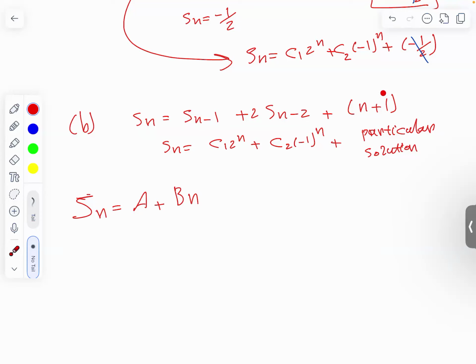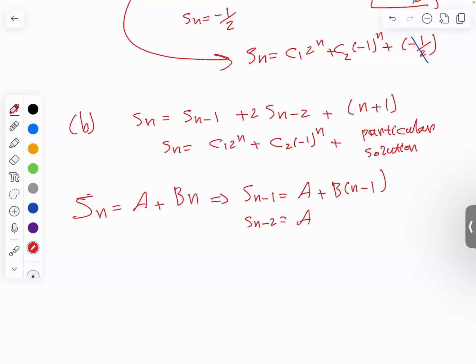So if Sn is A plus B n, again we are going to substitute this Sn here, to here, to here. Sn minus 1 is equal to A plus B times n minus 1. Sn minus 2 equals A plus B times n minus 2.